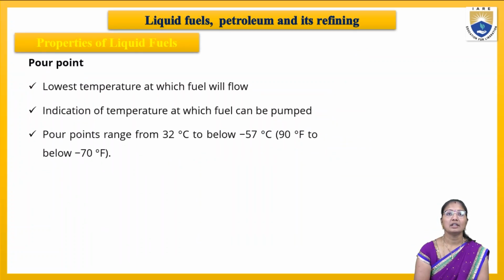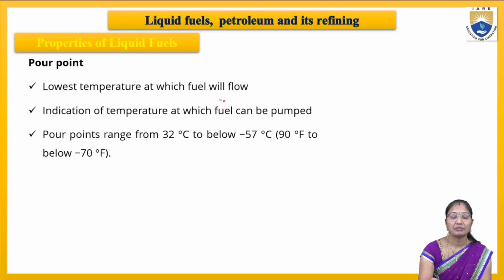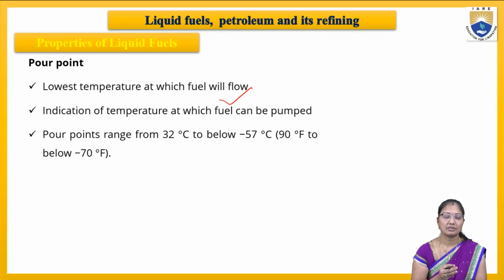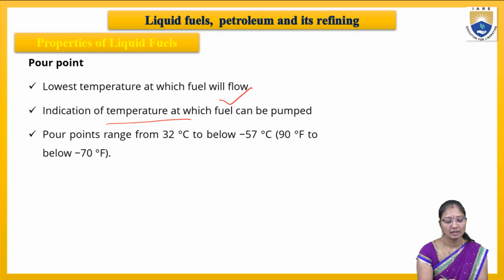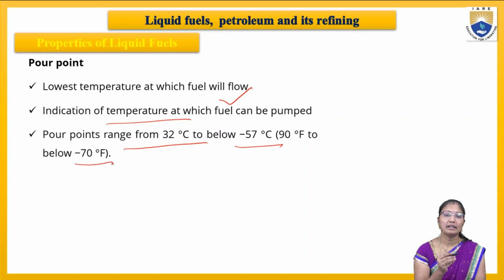Then there is the pour point. This is the lowest temperature at which the fuel will flow. It indicates the temperature at which the fuel can be pumped, the point at which the fuel starts flowing. This ranges from 32 degrees to minus 57 degrees, around 90 degrees Fahrenheit to minus 70 degrees Fahrenheit. It varies depending on the chemical structure and composition of the liquid fuels.